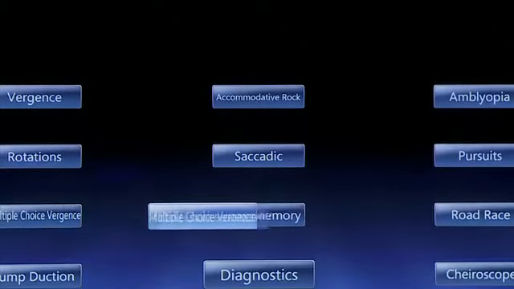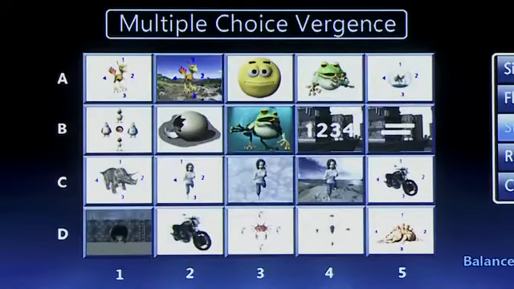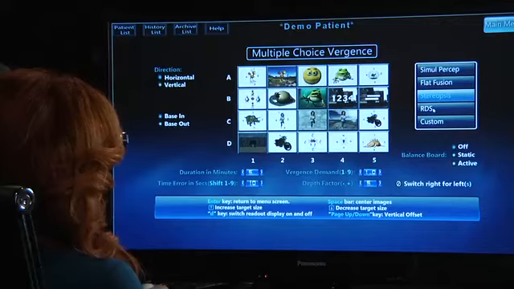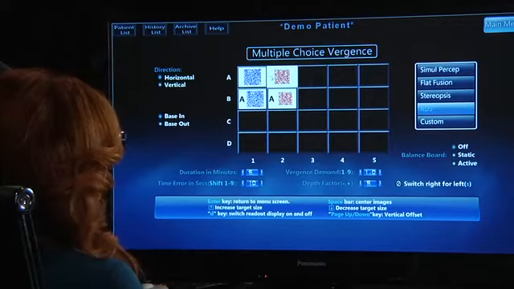We're going to be using the multiple choice targets in a random dot stereogram. Random dot stereograms have the advantage that the only way that you can perceive them or see them is if you're binocular or bifoveal at the time that you're viewing the target.